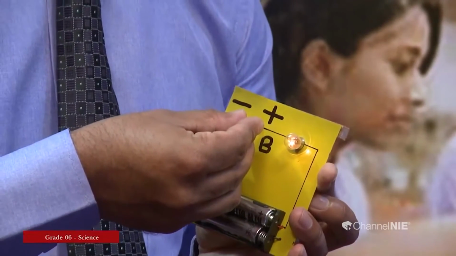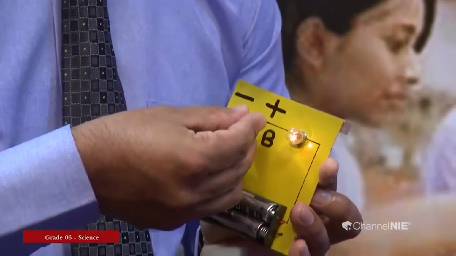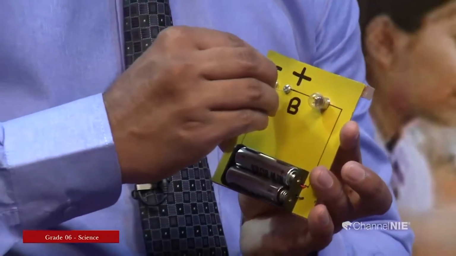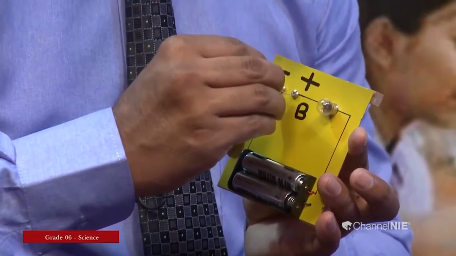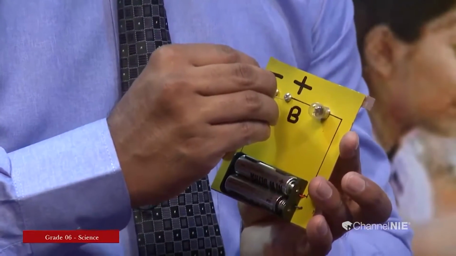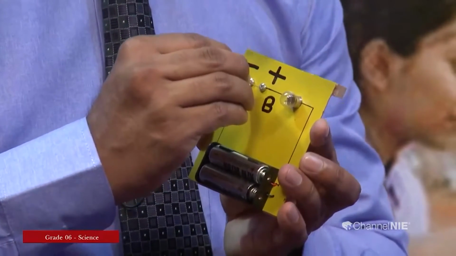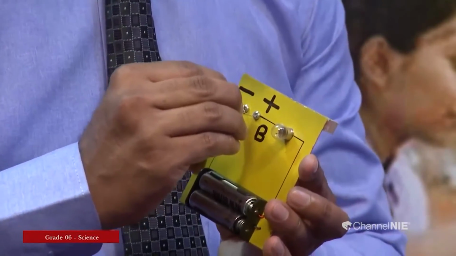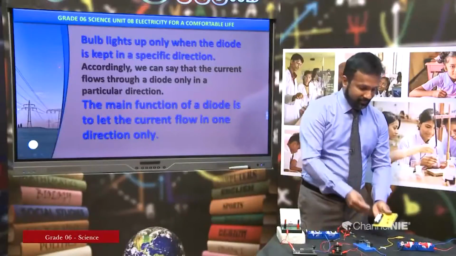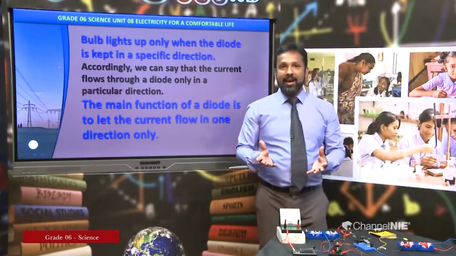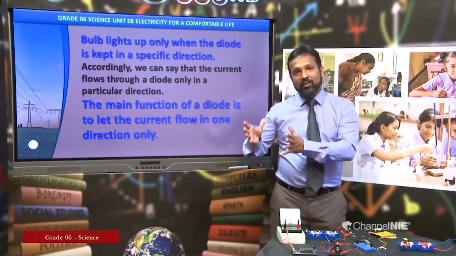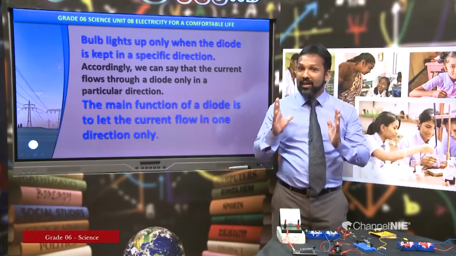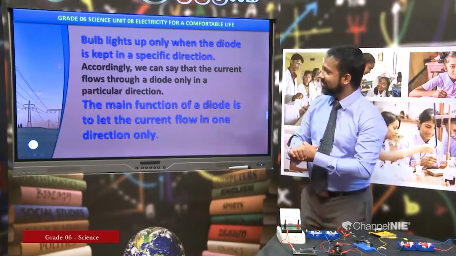Now I am going to change the terminals of the diode like this: positive to negative, negative to positive. Does the bulb glow? No. The bulb does not glow. Why is that? The bulb does not glow means current does not pass through the circuit. Through this activity also, you can realize that a diode is an electronic device that allows electricity to flow only in one direction. Right.